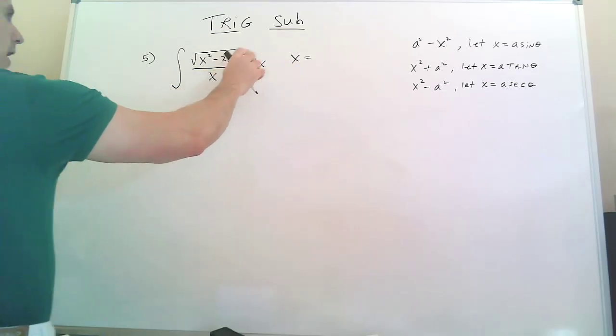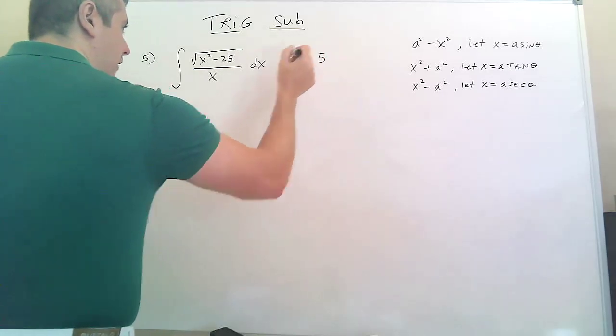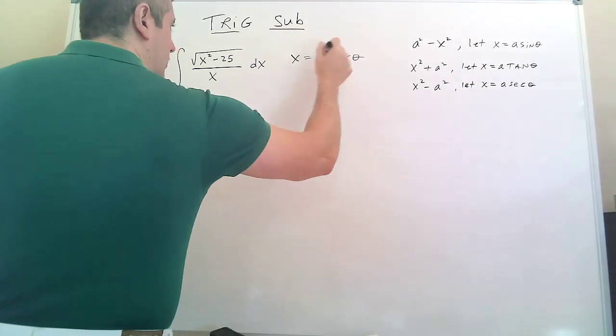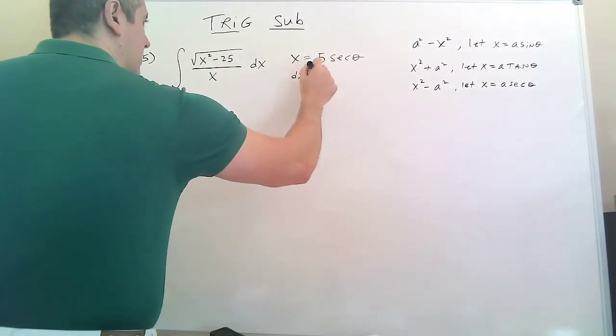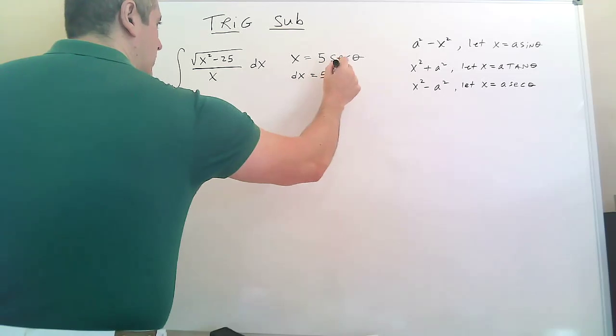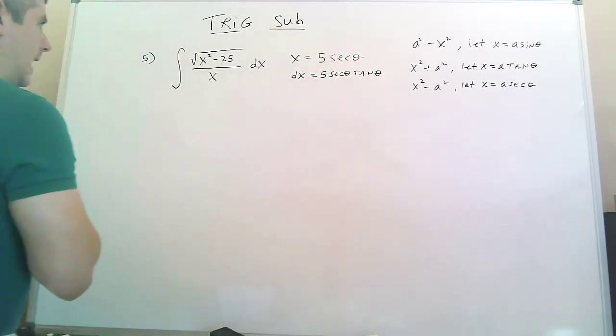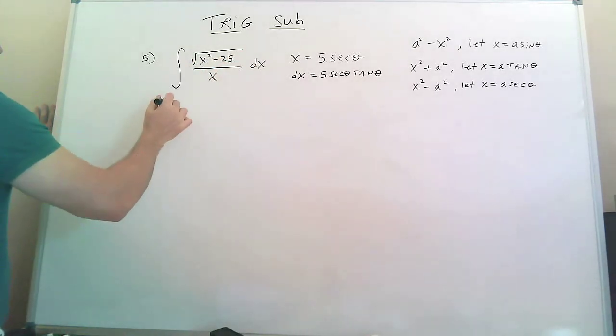You just take the square root of whatever that number is, which is 5, right? Square root of 25. And it's going to be secant theta. So now I'm going to immediately take the derivative of that. The derivative of secant is secant tangent, so I put that there. Okay, so now I'm prepared to start plugging everything in.